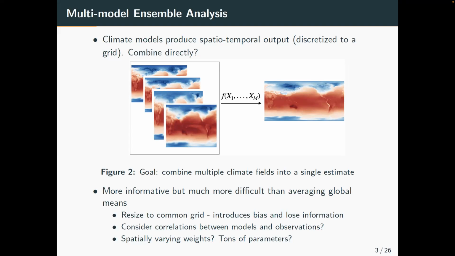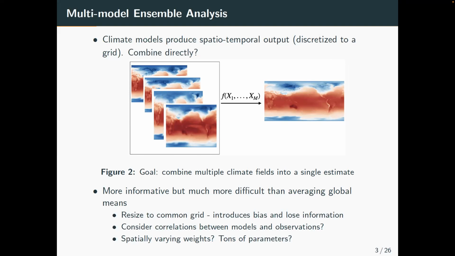But this introduces a lot of problems. So for one, the models are not even natively run on the same grid. So they choose different mesh sizes that you're going to approximate your equations with. And so what that means is whenever you try to resize these to a common grid, you're going to incur some sort of bias. Or in the case where you essentially make the grid more coarse, you can lose quite a bit of information.